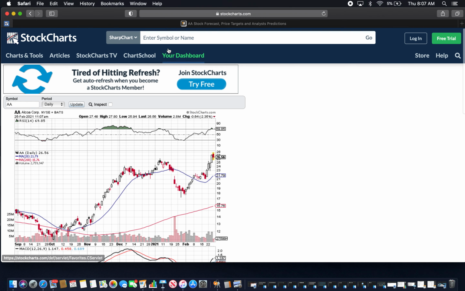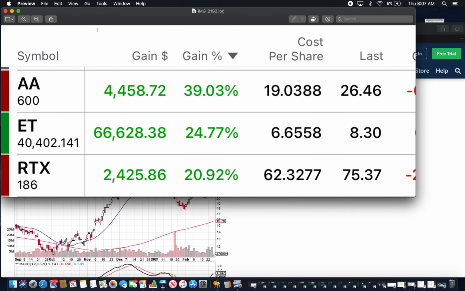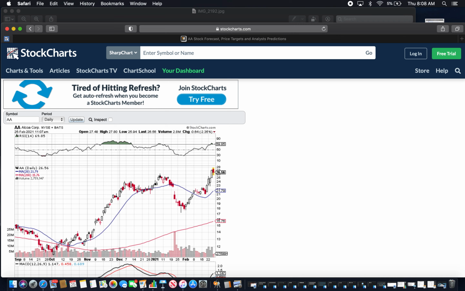I'm here on stockcharts.com. Let me give you a rundown. I bought 600 shares at $19.38. I ended up making $4,400 off of it, a 39% return, right? So I spent about $11,500 to make $4,458 in profit.